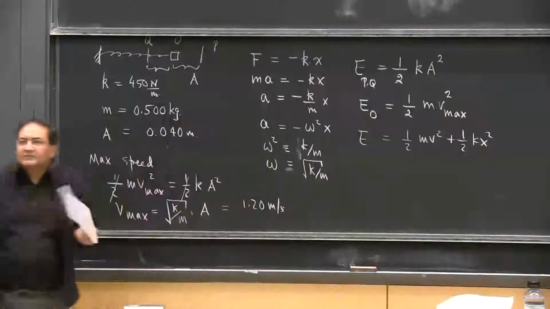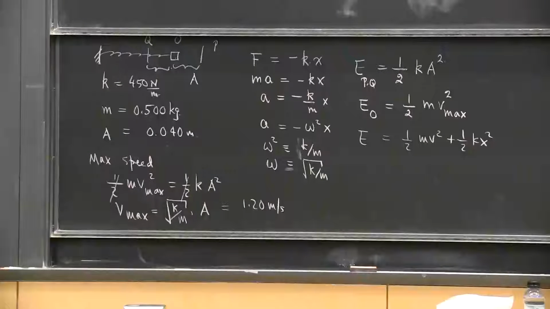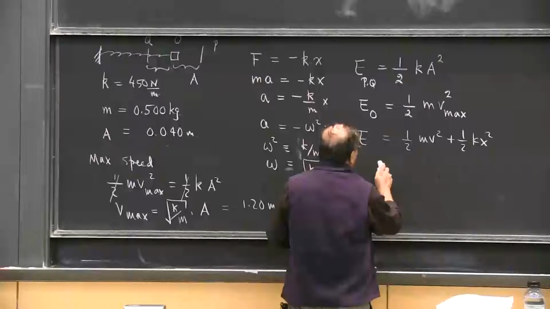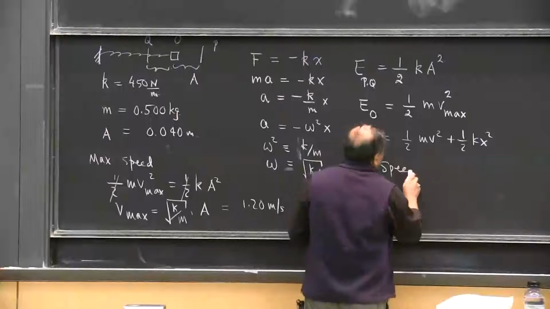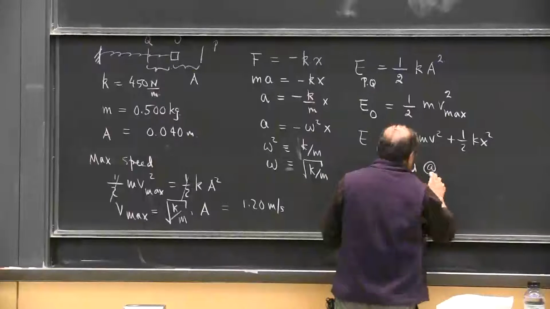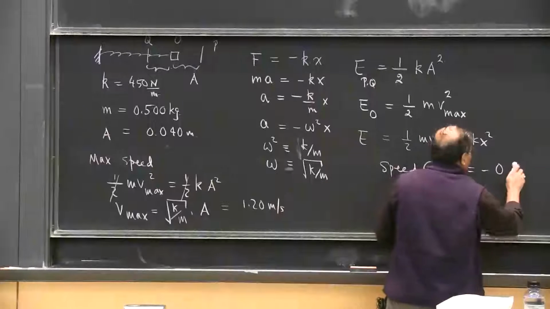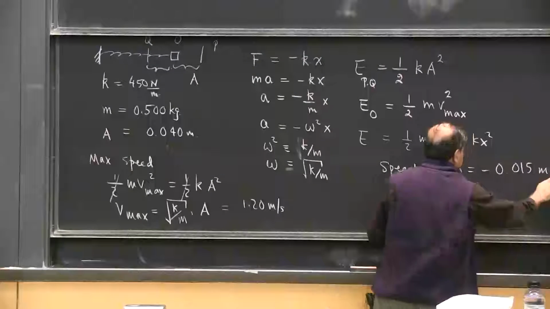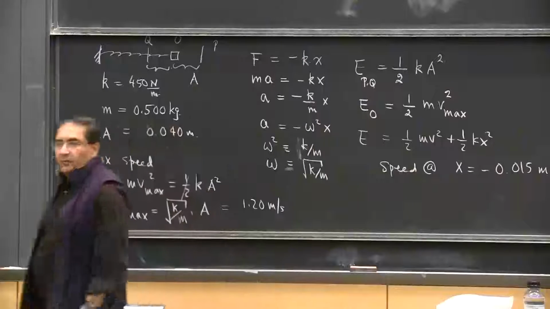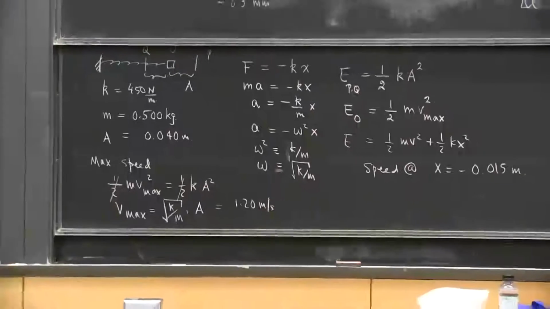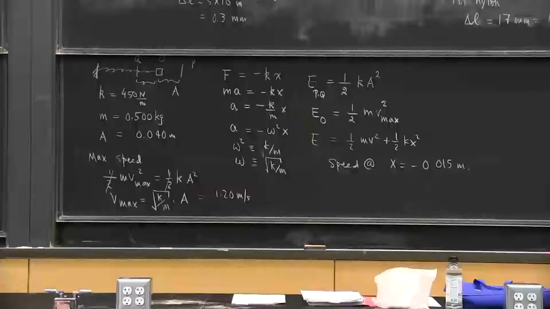So this is a typical, very straightforward problem. This is the kind of problem I assigned for one or two of the homeworks. So suppose I also ask you, what's the speed at a specific point? Let's say what is the speed at x equal to minus 0.015 meter at this position. Clearly, 0.015 meter is much less than amplitude, which is 0.040 meter. So this is somewhere between P and Q.